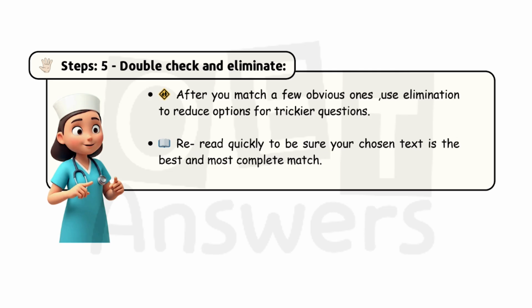So double check. Where do you have to double check? When you have confirmed your answer, this is my text, meaning you're matching your few obvious ones with the other items and getting the final conclusion. If you're getting confused, you can use elimination to reduce the options for trickier questions.